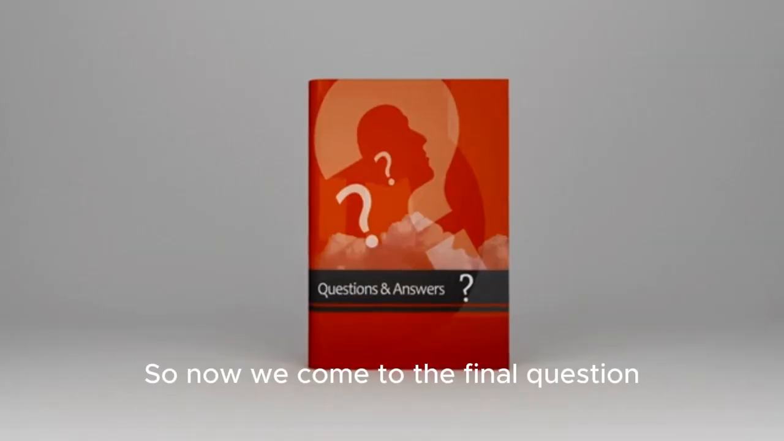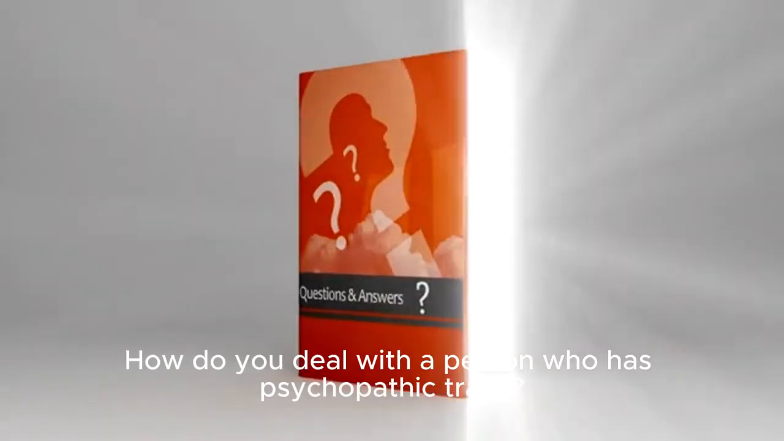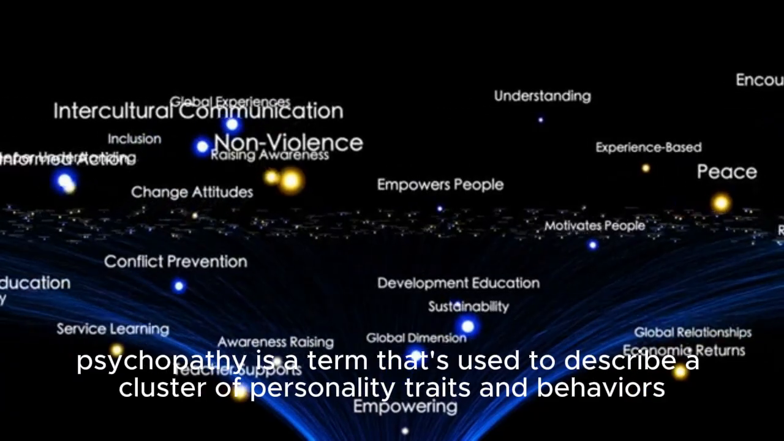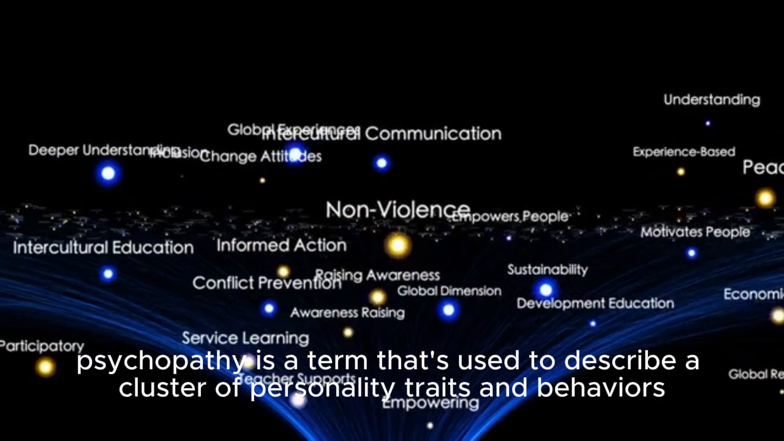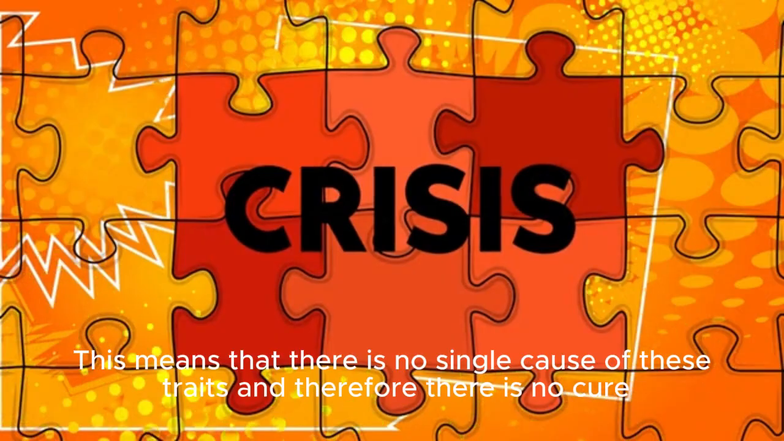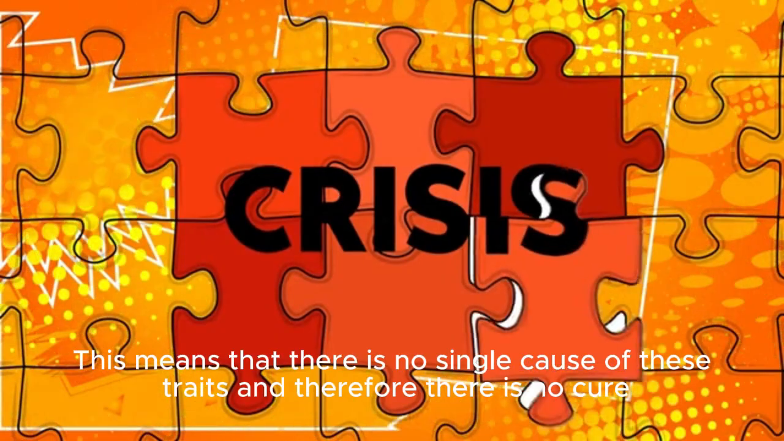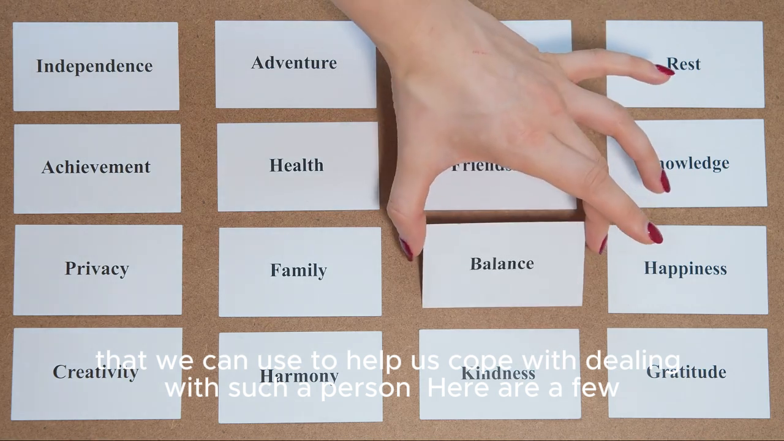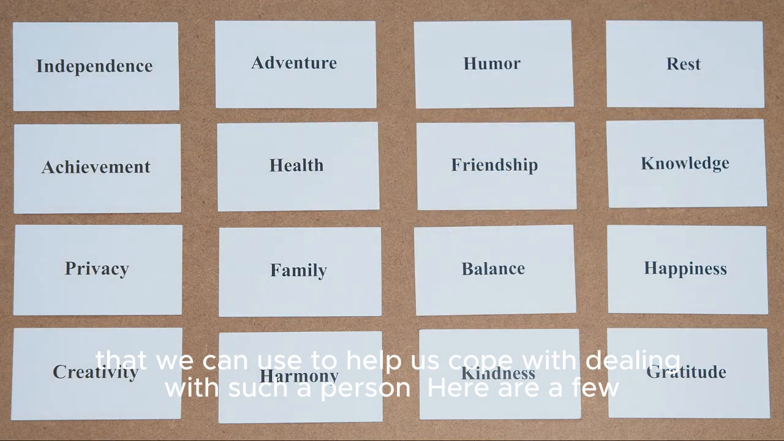So now we come to the final question. How do you deal with a person who has psychopathic traits? As I mentioned at the beginning of the video, psychopathy is a term that's used to describe a cluster of personality traits and behaviors. This means that there is no single cause of these traits and therefore there is no cure. But there are a number of strategies that we can use to help us cope with dealing with such a person. Here are a few.